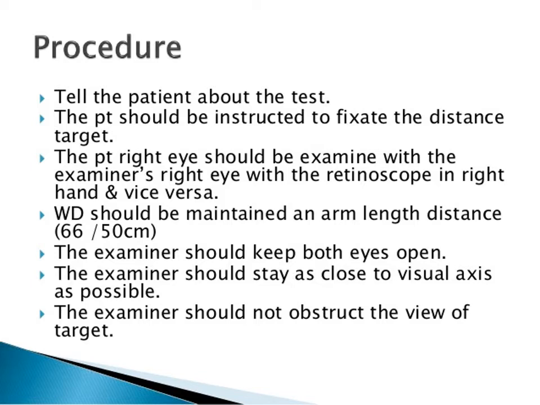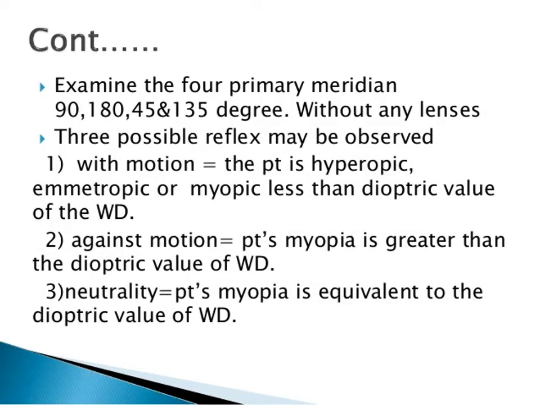Working distance should be maintained at arm's length distance, which is usually 66 centimeters. The examiner should keep both eyes open. The examiner should stay as close to the visual axis as possible, and should not obstruct the view of the target. Now, before putting any lens, we have to examine the four primary meridians, that is 90°, 180°, 45°, and 135°.